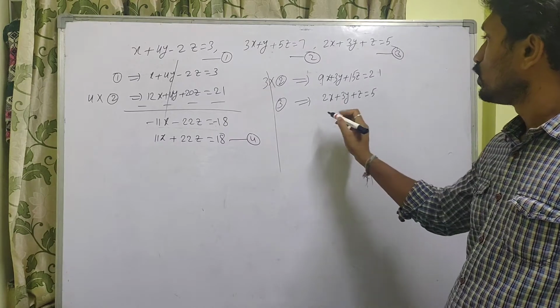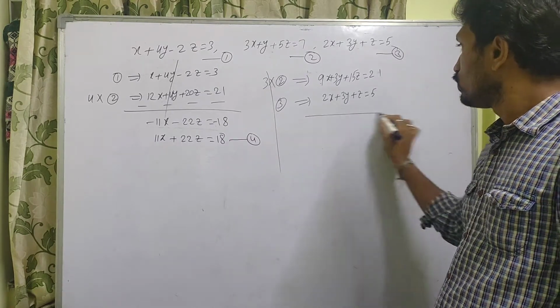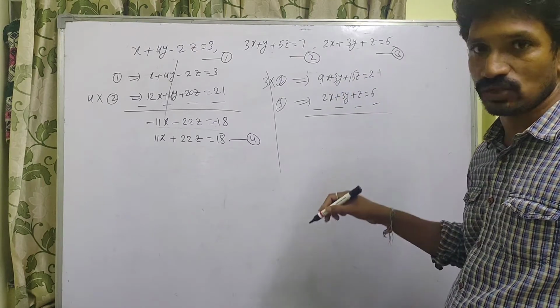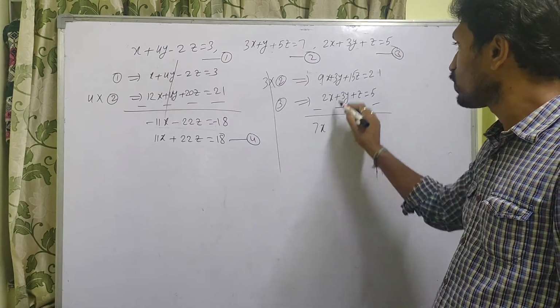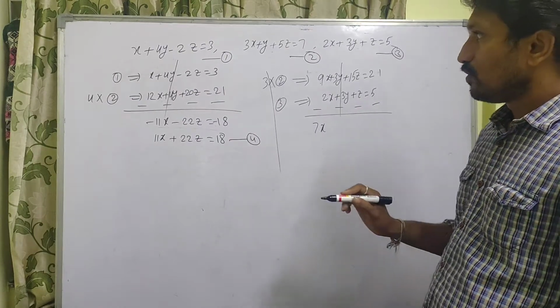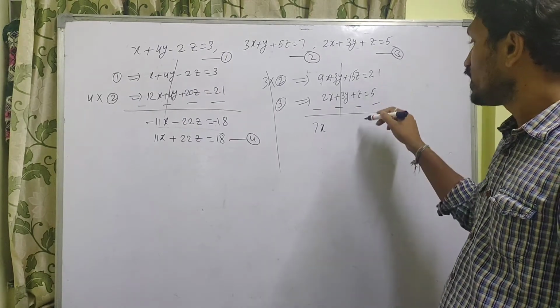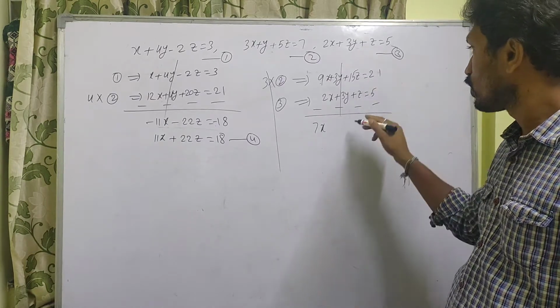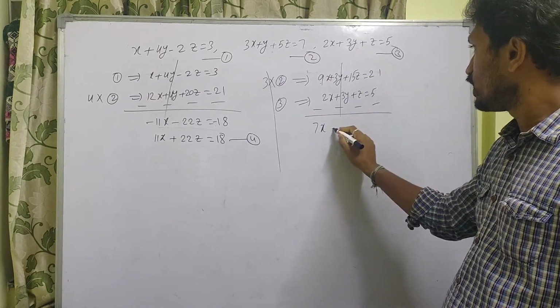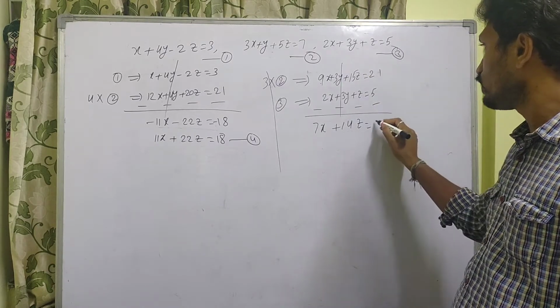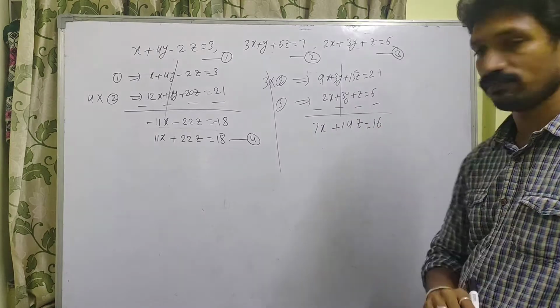Okay. Now subtract: 9x minus 2x, that is 7x. 3y gets cancelled. 15z minus z, now we have 14z is equal to 21 minus 5, that is 16.